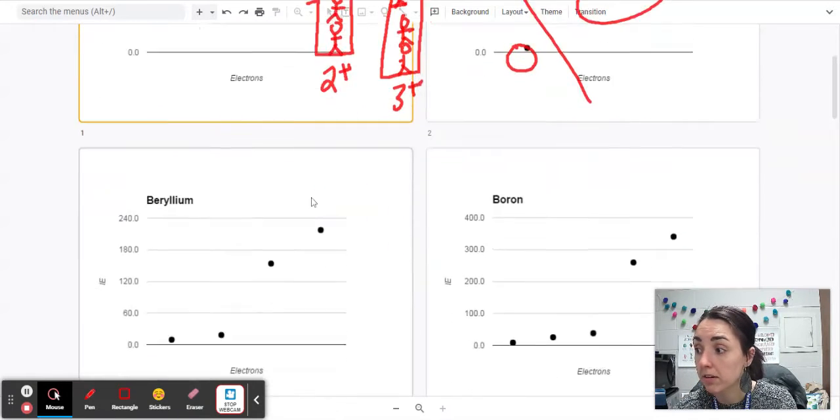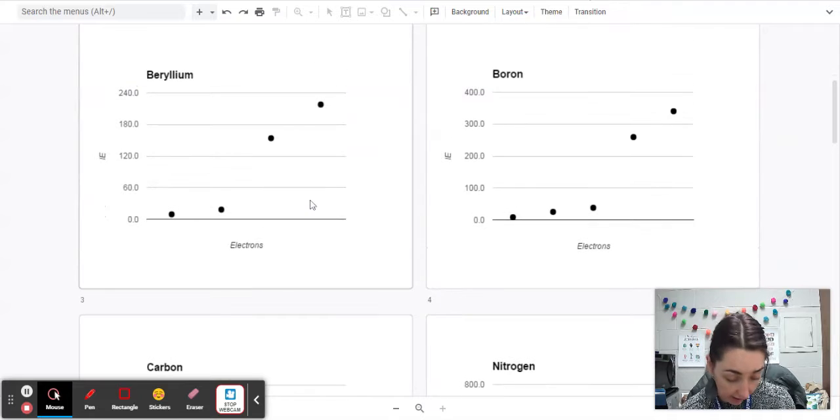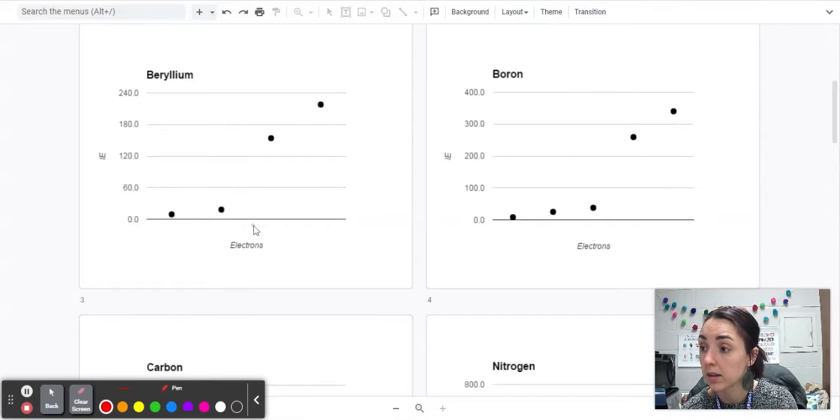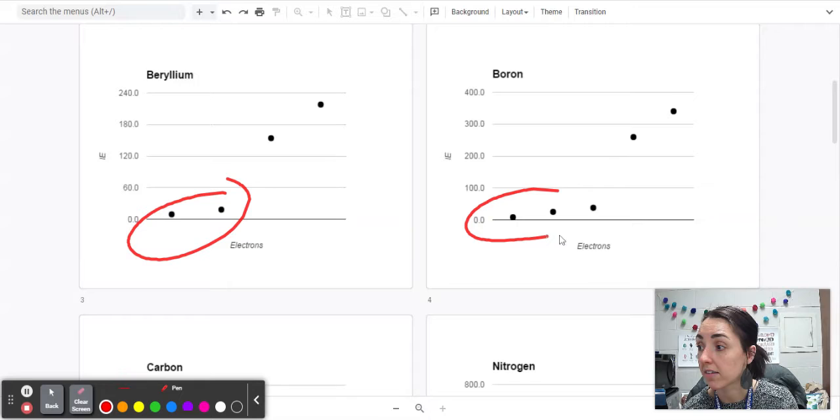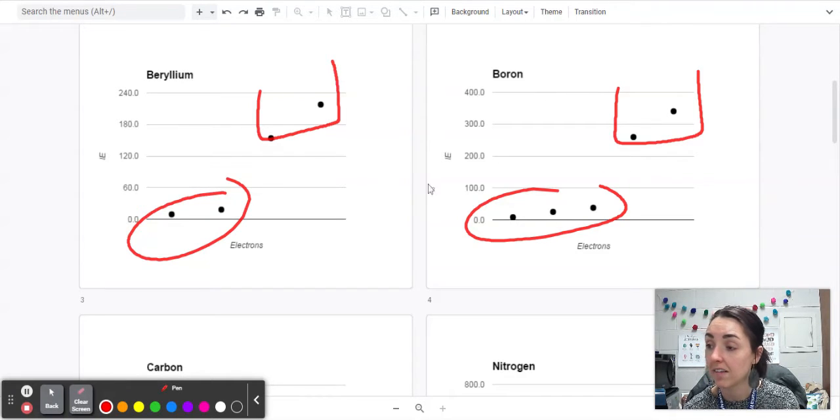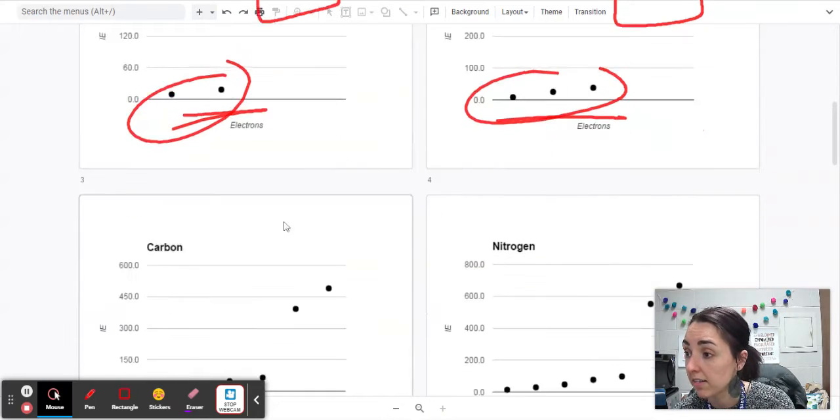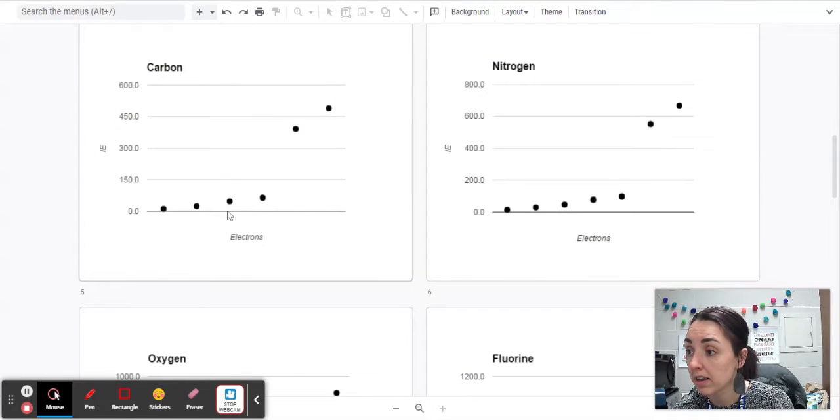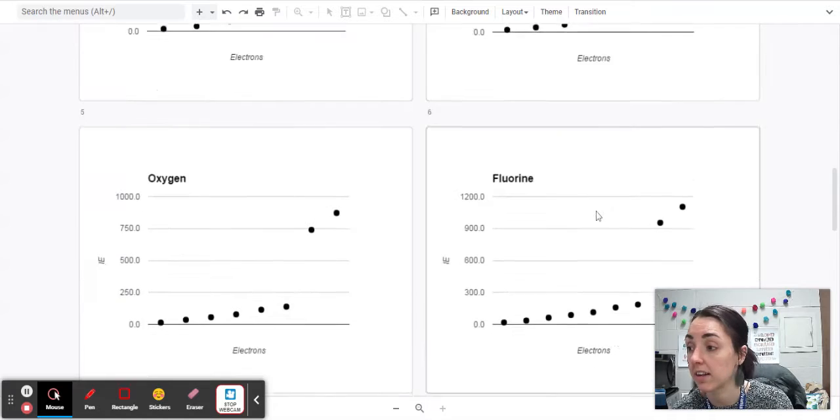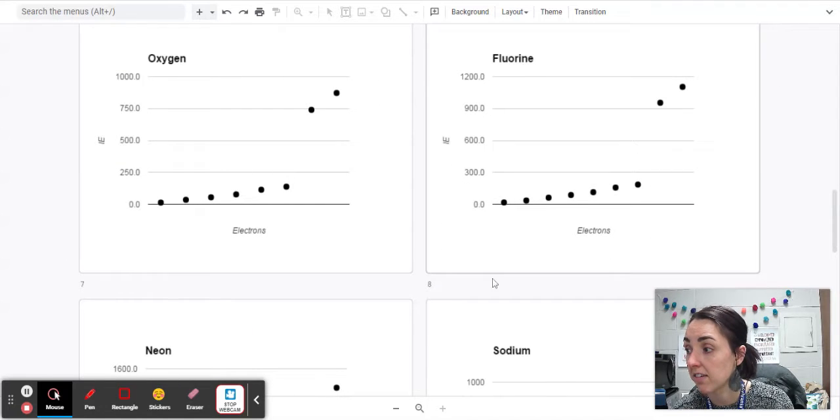So let's scroll down. Okay. So you can see this gap. It's a little more obvious. So this is the bottom of your well, and then this is the ledge. So here we've got 2 electrons on the ledge, 3 electrons on the ledge. Let's keep looking. 4 electrons, 5 electrons on the ledge, 6 electrons on the ledge, 7 electrons on the ledge. Notice how my well is getting deeper as I go across.